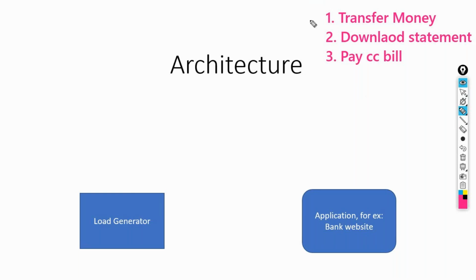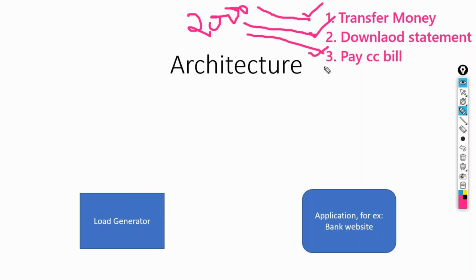My performance testing should be in such a way that it is covering all the important scenarios like transfer money or download statement or paying credit card bill. Like I said, there are 2000 users, let's say. Out of those 2000, 1000 are transferring money, 500 are downloading statement, 500 are paying credit card bill.